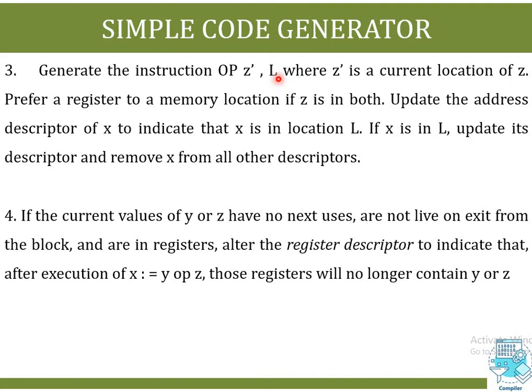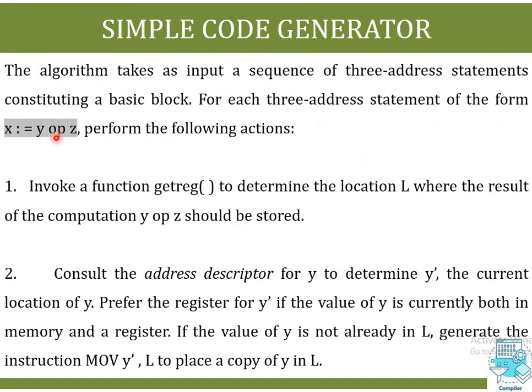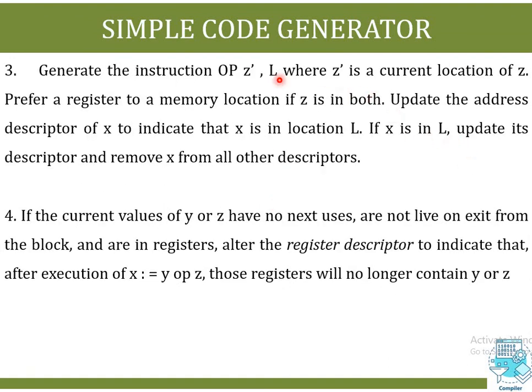Next, after storing the result in L, we have to update the address descriptor of x to indicate that x is in location L. Why do we want to update the address descriptor of x? Because in the instruction we want to store the result in x. We performed the operation and stored the result in L. Now the result we have in L should be assigned to x. So that is why we update the address descriptor of x to indicate that x is in location L.